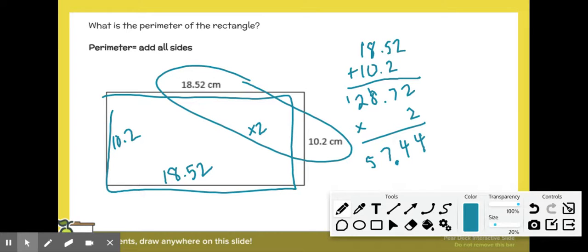So 18 and 52 hundredths plus 10 and 2 tenths does give me 28 and 72 hundredths. Taking that and multiplying it by 2, I do get the same answer. My unit would just be centimeters. 57 and 44 hundredths of a centimeter.